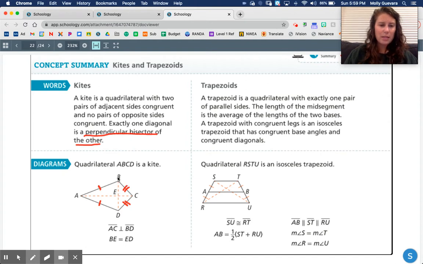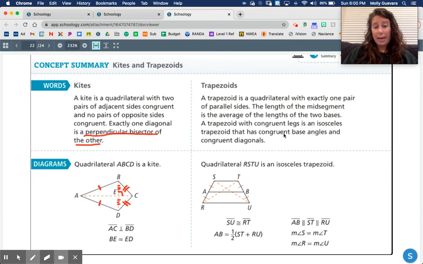What does that mean? That means that AC is a diagonal, BD is a diagonal. So AC not only is perpendicular with BD, but it cuts BD in half perfectly. The length from B to E and the length from D to E are the same, and that's written right here. So AC is perpendicular to BD, and BE is equal to ED. That's the special property of a kite.